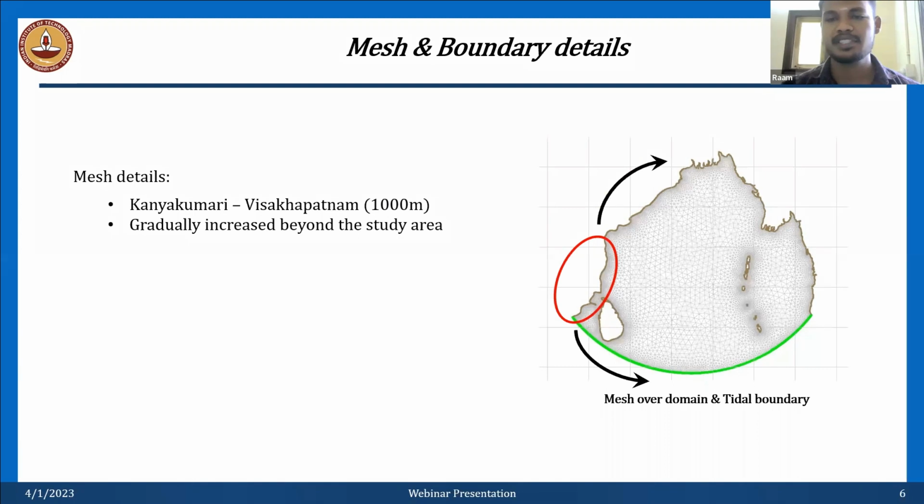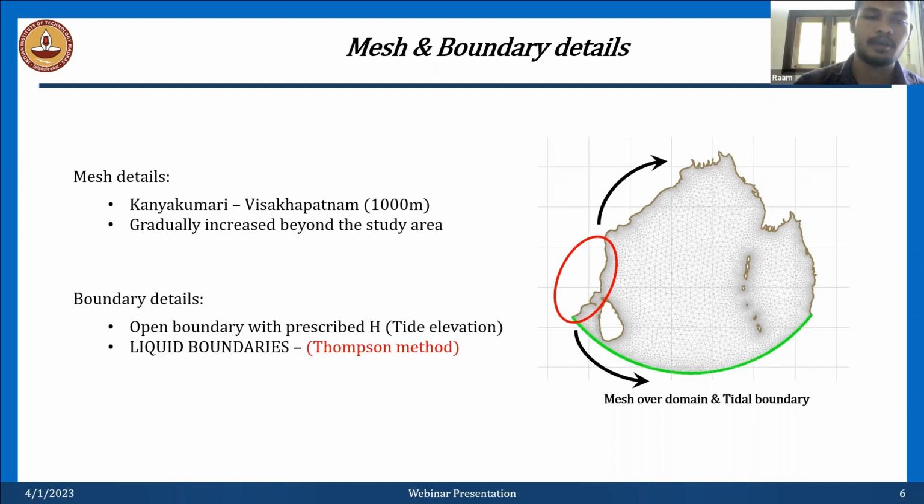This is the study area, and it should be gradually increasing. Otherwise, the system will stop the simulation and show an error. And boundary details. There are two boundary conditions which we have given.